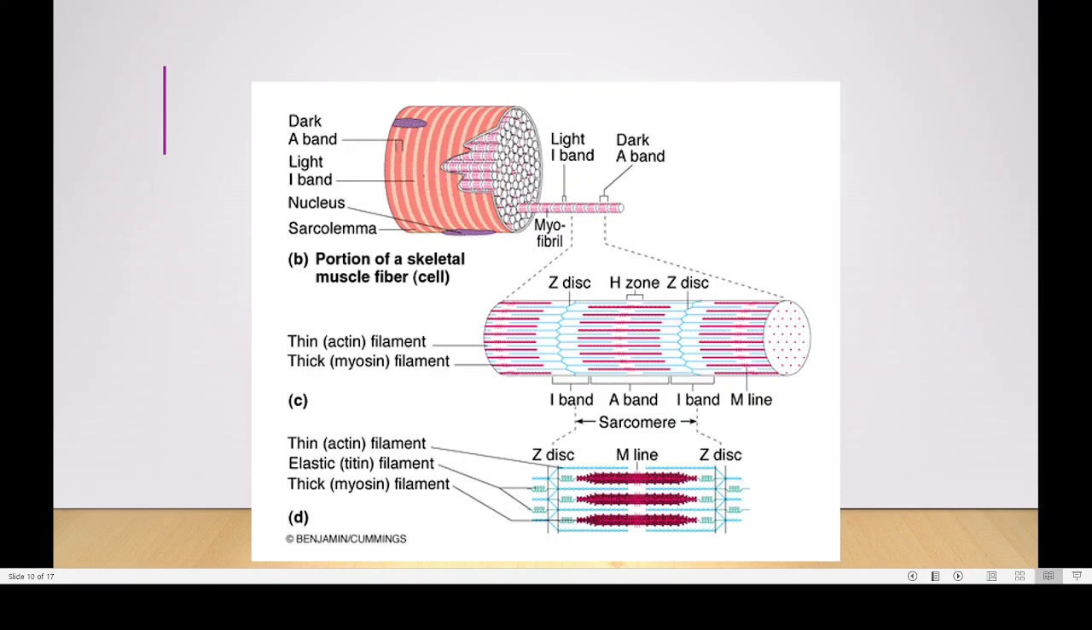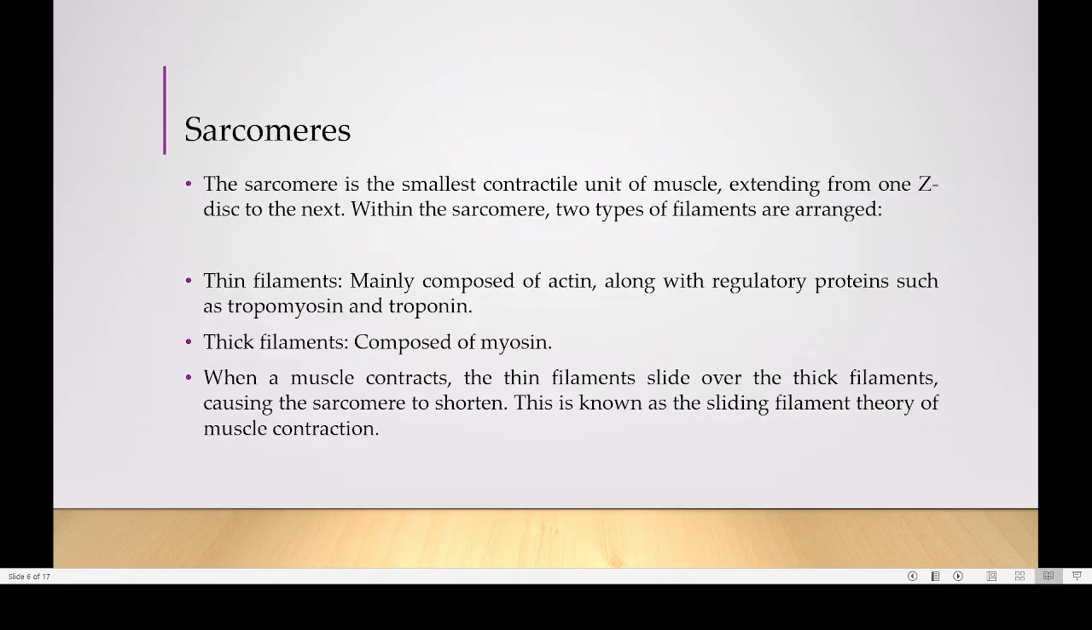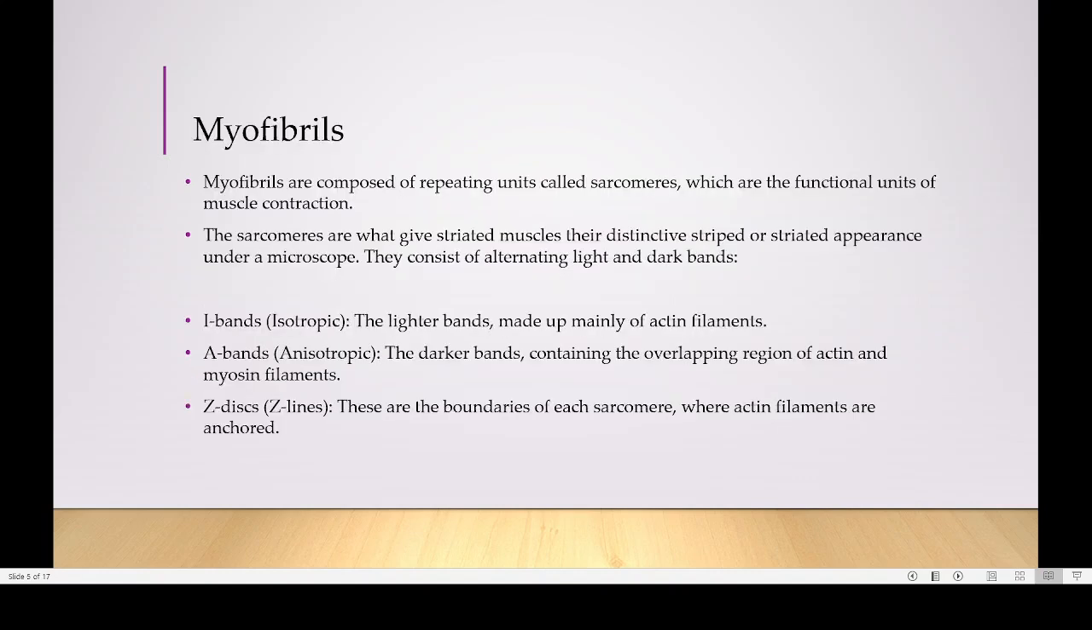The importance of sarcomere is that it is the unit of muscle contraction. When a muscle is contracting, it is the sarcomere that is contracting. So that is how the muscle will be working. We'll come back to that again. So you can see that a muscle will consist of myofibril, and myofibril will be having repeating units called sarcomere, and they are the functional unit of muscle contraction.